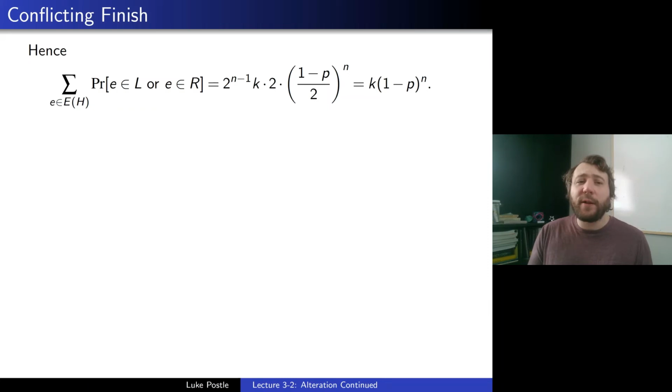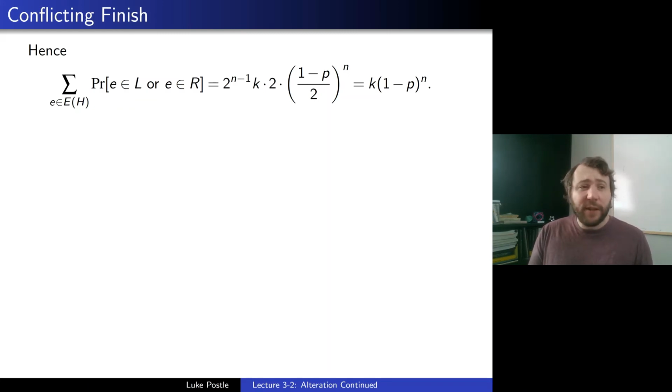So the probability of E in L or E in R is at most the number of edges, which is 2^(n-1) times k, times 2, because there's left and right, times the value we calculated before, which is ((1 - p)/2)^n, and they nicely cancel out. We rigged it so that the powers of 2 cancel out and we get k(1 - p)^n, the first term from our inequality. So we pay that much to make sure that no edge ends up entirely left or entirely right.